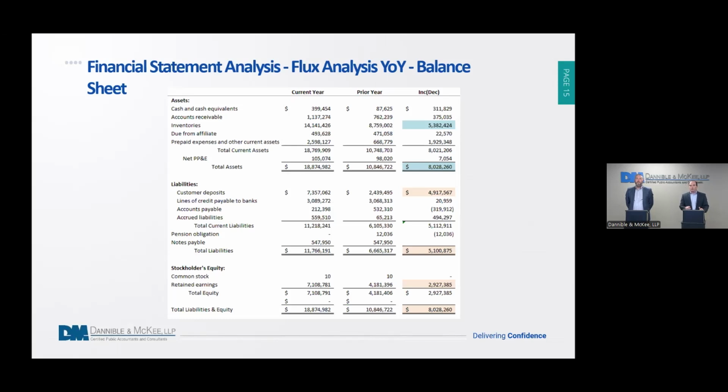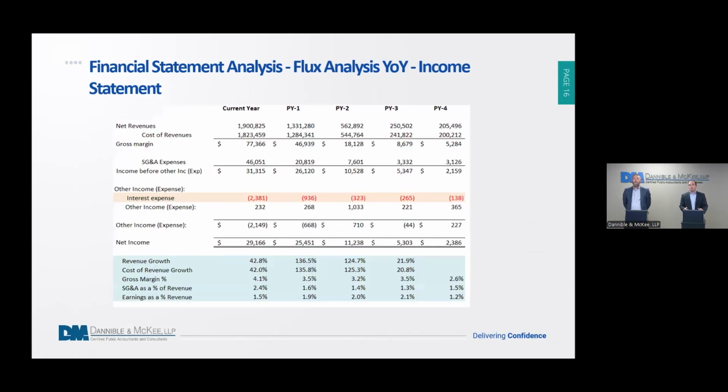If we move down to the liabilities section, you see the total liabilities increased by 5.1. And the big driver there was customer deposits. So if I look at this, it's telling me a story that customers might be putting orders down and giving us a deposit, and we're not getting the inventory out fast enough. So that's the second way, flux analysis year over year. This is just a balance sheet. You can also do it on the income statement.